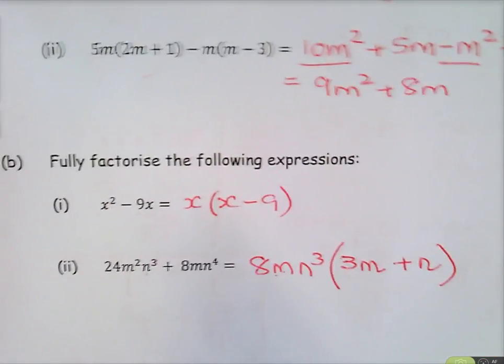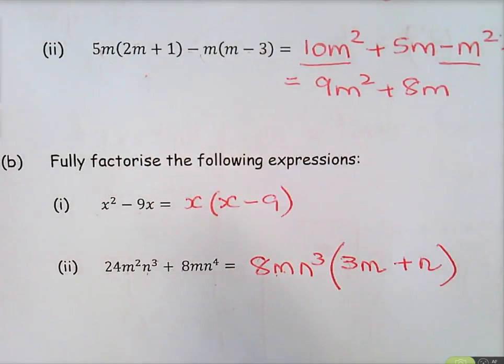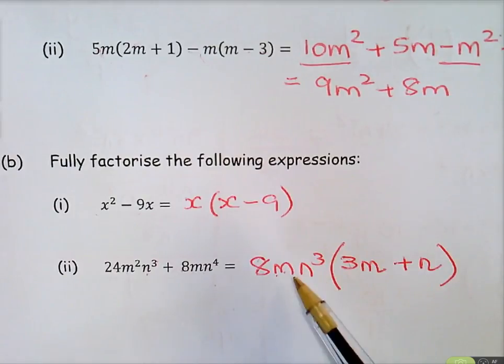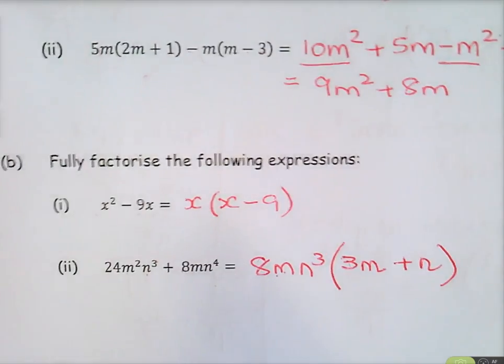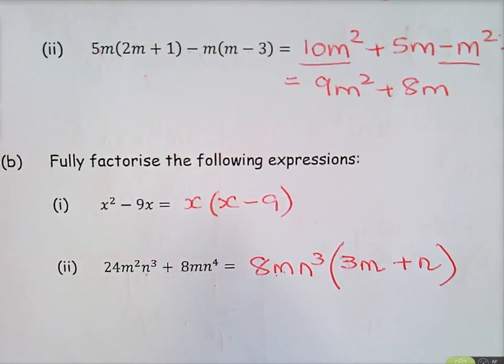Okay, now some people maybe didn't take 8 out the front, they only took 4 out, or they didn't put enough m's or n's or whatever, okay? If it was a correct incomplete factorization, you got 1.